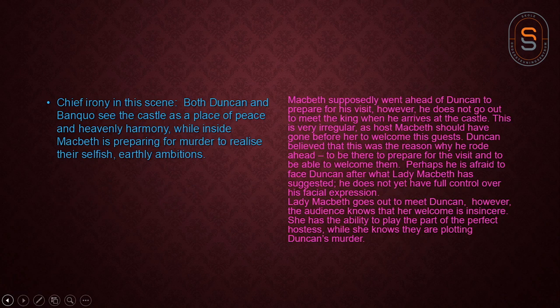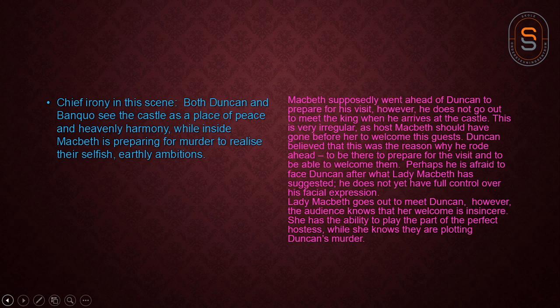Right, the most important things you need to remember about Act 1, Scene 6 is the chief irony. Both Duncan and Banquo see the castle as a place of peace and heavenly harmony, while inside Macbeth is preparing for murder to realize their selfish earthly ambitions.